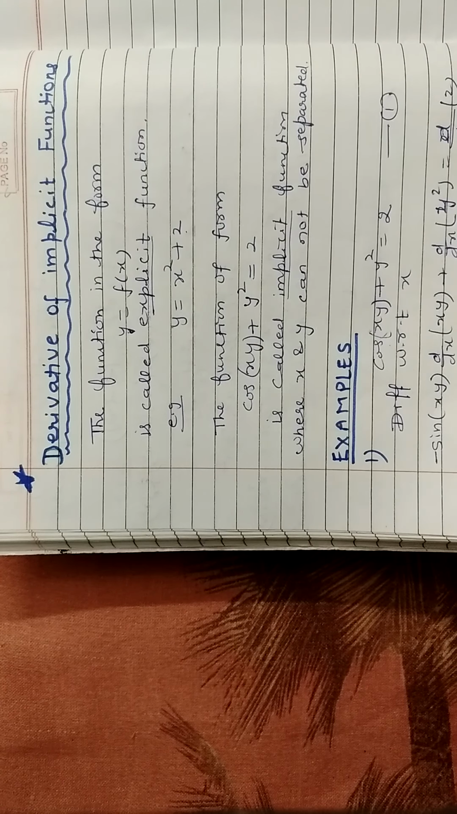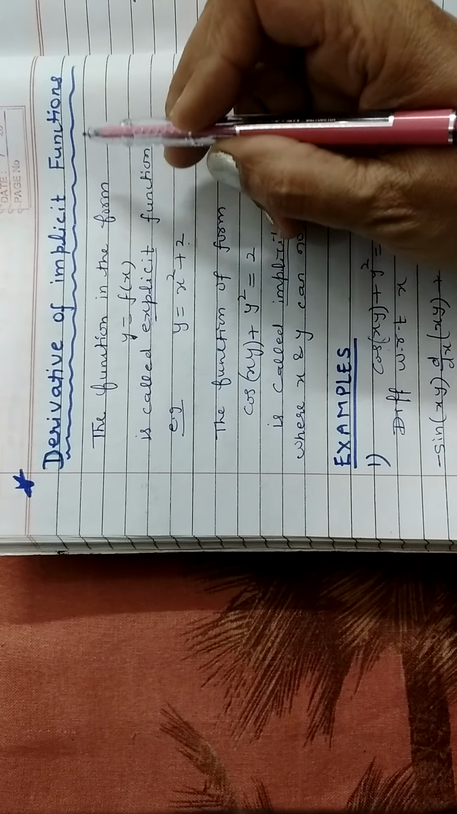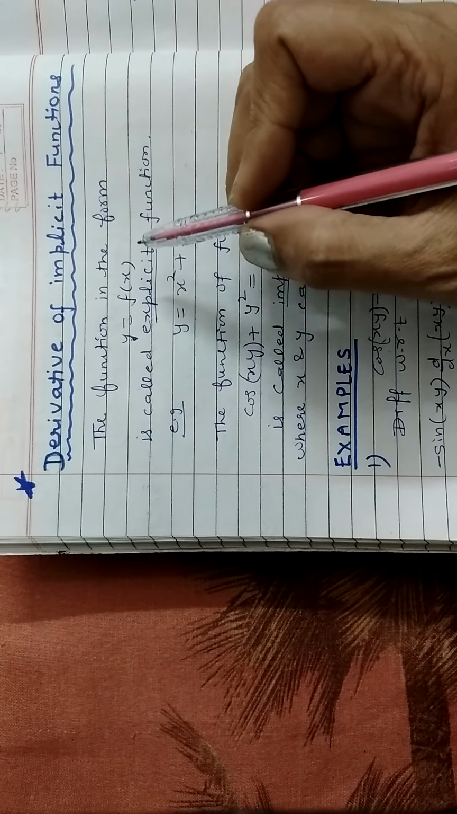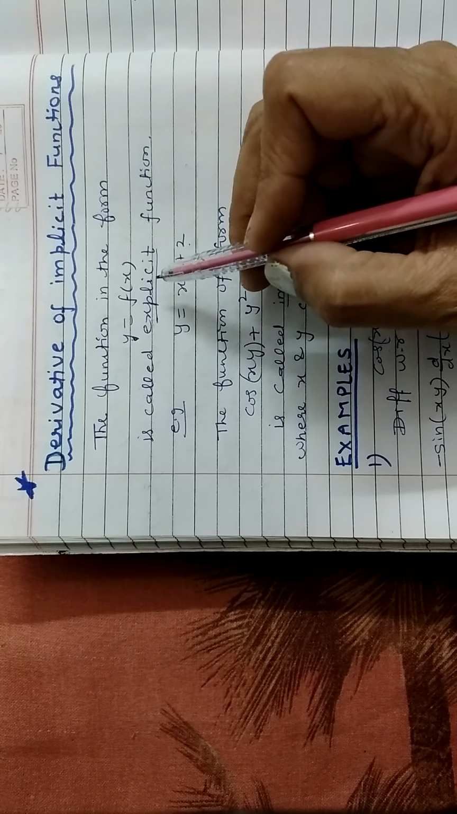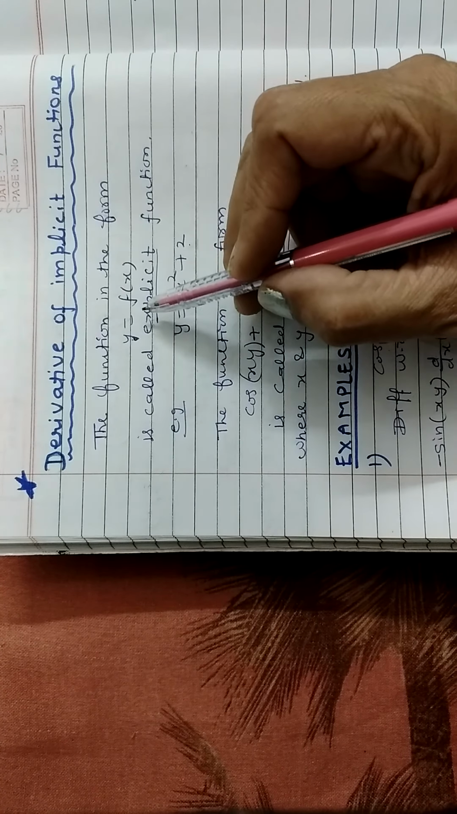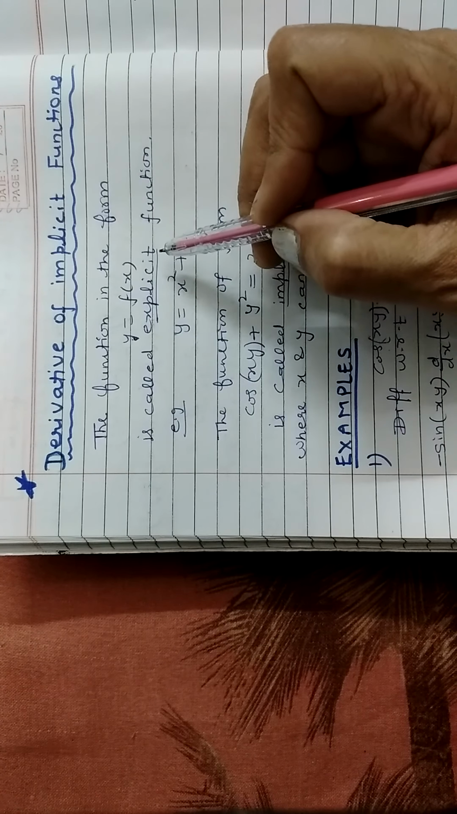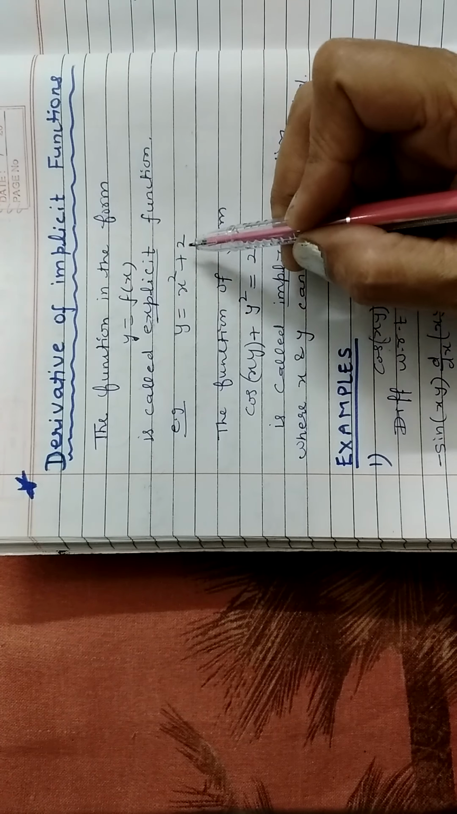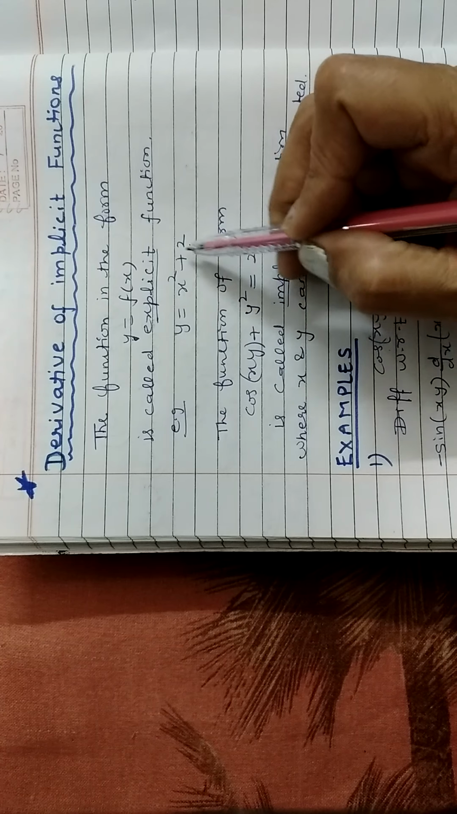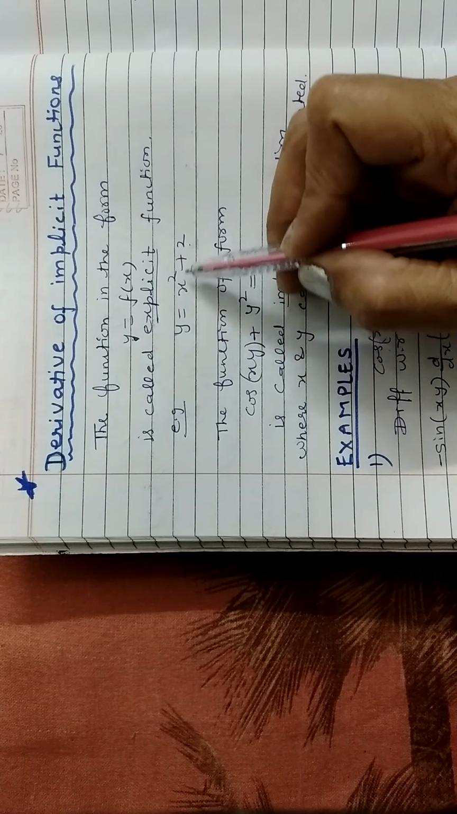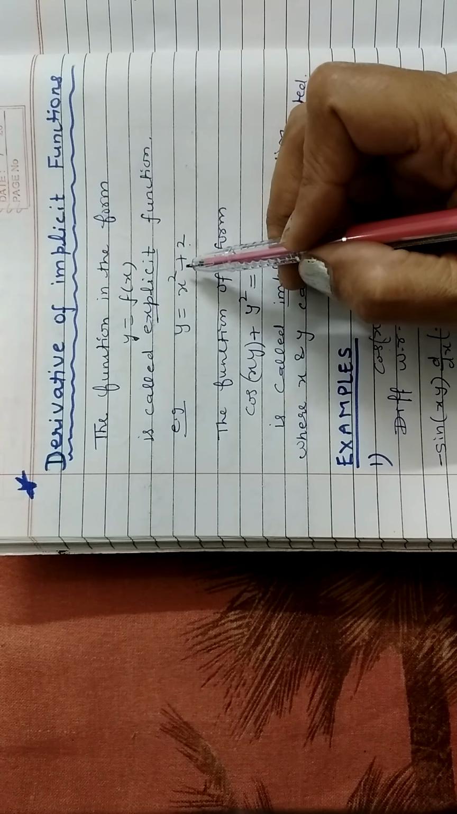Good morning, students. In this module, we will learn about how to take the derivative of implicit functions. Functions are of two types, explicit and implicit. An explicit function is a function of the form y equals f(x). For example, y equals x square plus 2, because here y is on one side and x is on the other side. x and y can be separated, right? These are called explicit functions.